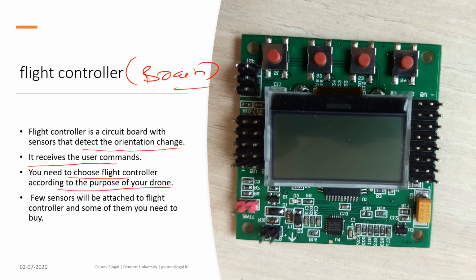So like this one. The name is KK board. It is not supporting things like GPS. So it can only support the basic sensors of accelerometer and gyroscope. A few sensors will be attached to the flight controller and some of them you need to buy separately. So you can see in this, accelerometer and gyroscope already exist.